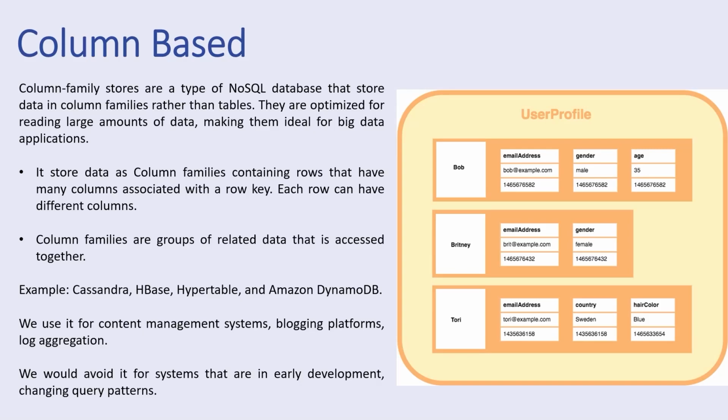Column families are groups of related data that is accessed together. Examples are Cassandra, HBase, Hypertable, and Amazon DynamoDB. We use it for content management systems, logging platforms, and log aggregation. We would avoid it for systems that are in early development, or with changing query patterns.